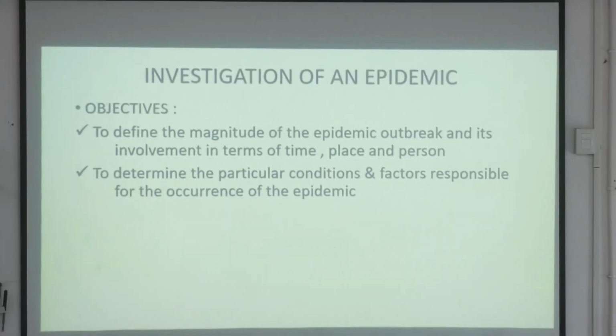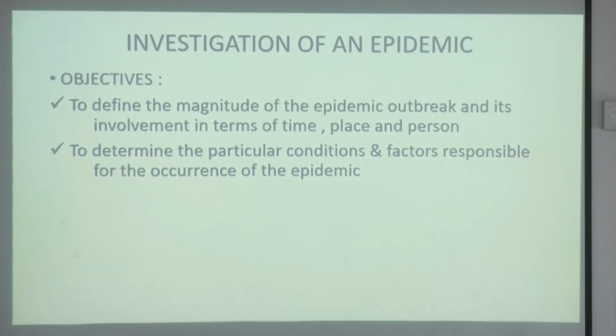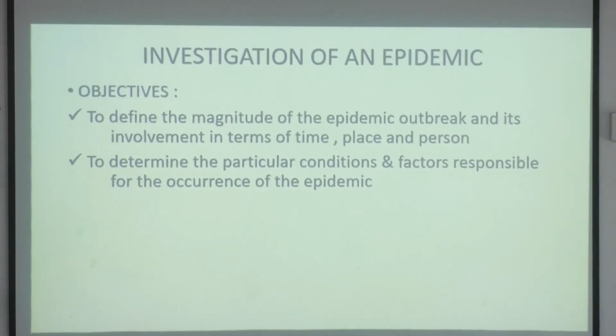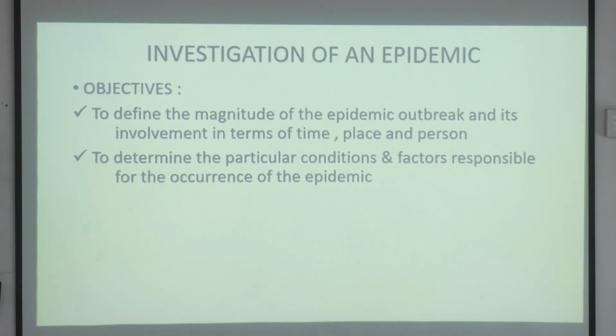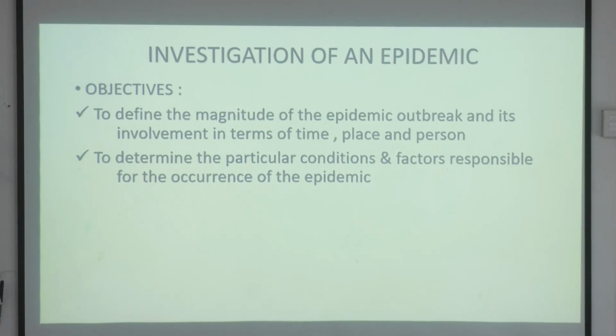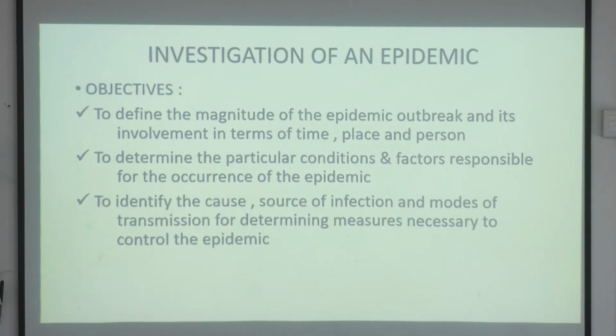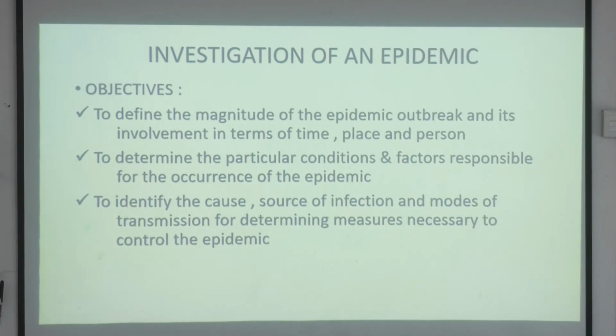To determine the particular conditions and factors responsible for the occurrence of the epidemic: why do you do investigation of an epidemic? You have to do the investigation to determine the particular conditions and factors, what are the factors, what are the causative agents for causation of that epidemic. So you have to determine it. The third objective is to identify the cause. You have to identify the source of infection or reservoir of infection and the modes of transmission for determining measures necessary to control the epidemic.